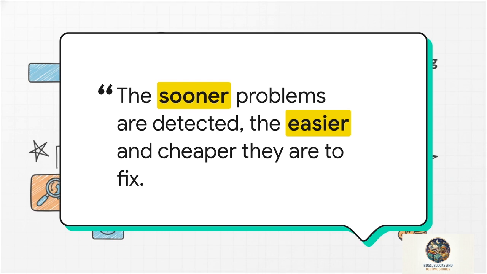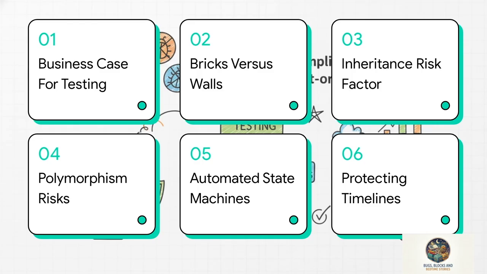You see, modern object-oriented software promises this incredible speed, reusability, and flexibility. But actually, that speed is kind of a double-edged sword, because without early, rigorous validation, these hidden structural flaws just get baked right into the core of your product, severely threatening your budgets and timelines down the road. So here's our roadmap for today. We'll start with the business case for testing, then inspect bricks versus walls. We'll explore the inheritance risk factor, polymorphism, and predictability. Take a look at automated state machine inspectors, and finally, wrap up with protecting your timelines and budgets.